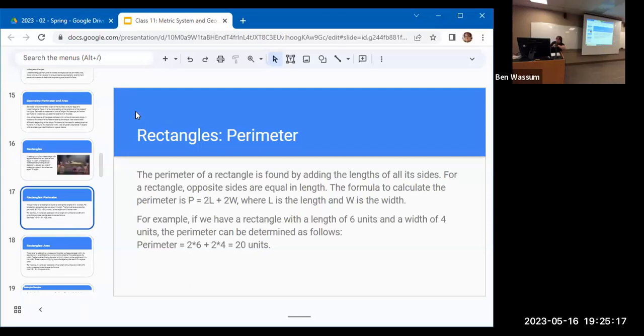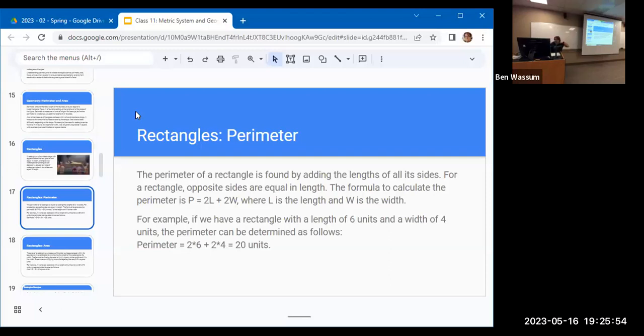So perimeter of a rectangle is found by adding the lengths of all of its sides. For a rectangle, opposite sides are equal in length. So because of that, there's a formula for it. The formula to calculate perimeter is 2L plus 2W, where L is the length and W is the width. Now, this isn't to say that you can't just add up all the sides. But since opposite sides are the same, you could just take one of them and double it. Take one of these, double it, take one of these, double it, add them together. That's where the formula comes from.